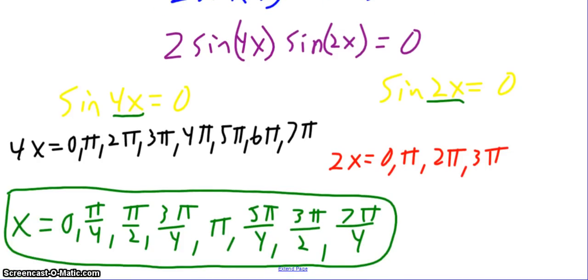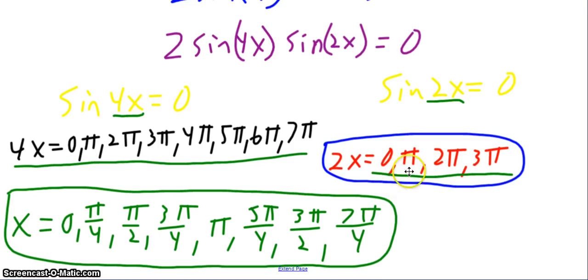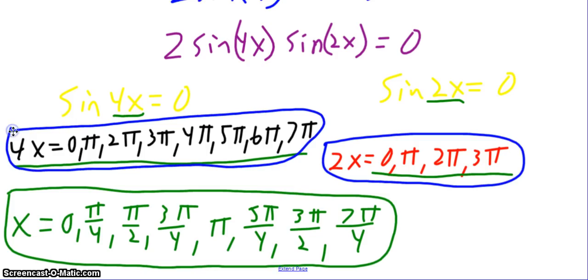Now, to get all of my actual x values, I'm going to divide all of these by 4 and all of these by 2. These values over here are going to become redundant. So I get all of the answers from just dividing these answers by 4. So in the end, x equals 0, pi fourths, pi halves, 3 pi fourths, pi, 5 pi fourths, 3 pi halves, and 7 pi fourths.